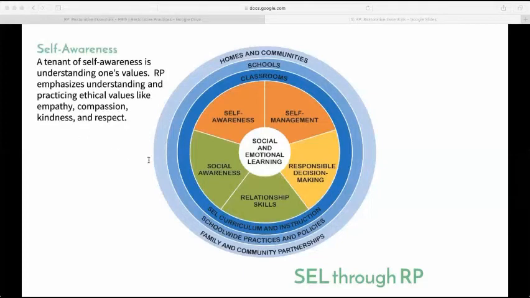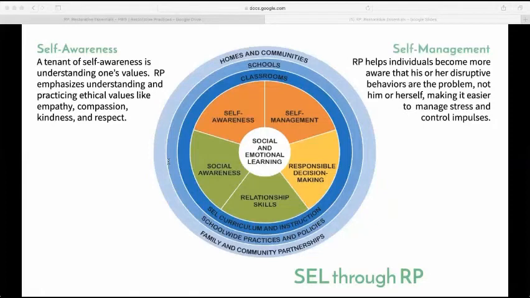In the area of self-awareness, we know that a tenet of self-awareness is understanding one's values. Restorative practices emphasizes understanding and practicing ethical values like empathy, compassion, kindness, and respect. In the area of self-management, restorative practices helps individuals become more aware that his or her disruptive behaviors are the problem, not him or herself, making it easier to manage stress and control impulses.